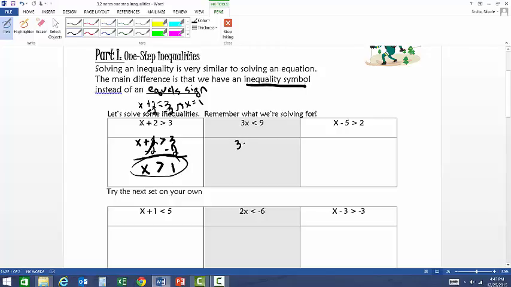Let's try the next one. So I want to divide both sides of my inequality by 3. I'm going to bring down my symbol. And 9 divided by 3 is 3. So any number less than 3 can be substituted in for x.